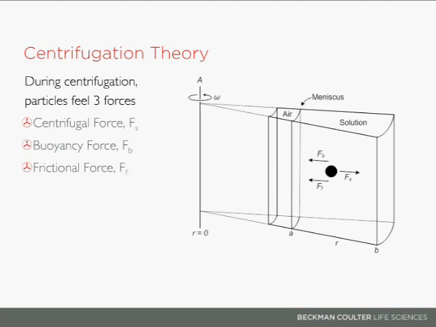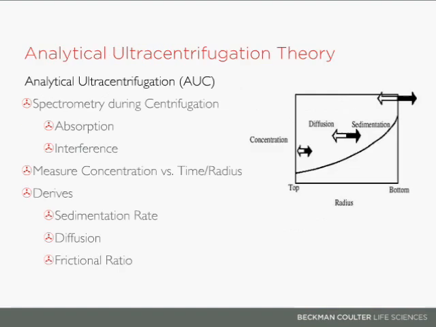Now, in analytical ultracentrifugation, there are actually optical measurements of the particles as they sediment in the centrifuge cell. This is done with either absorption optics or interference optics, but really the output for both is the concentration of the particles at a given radius in the cell. By determining this concentration versus radius and plotting it over time, you can derive the sedimentation rate, the diffusional coefficient, and the frictional ratio, which is related to the shape.